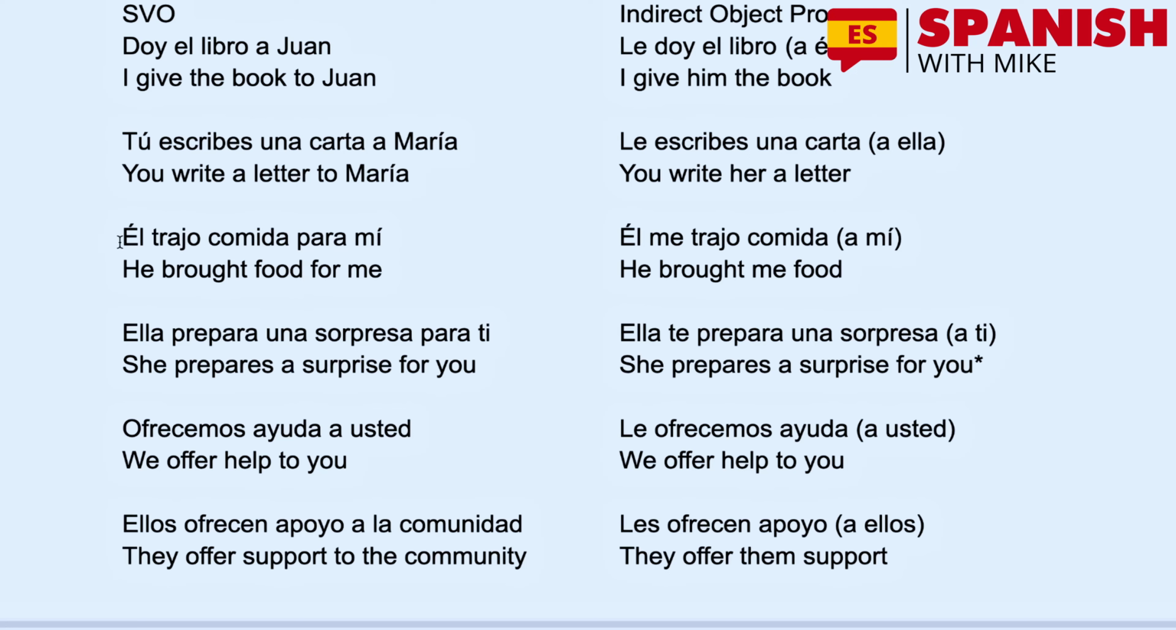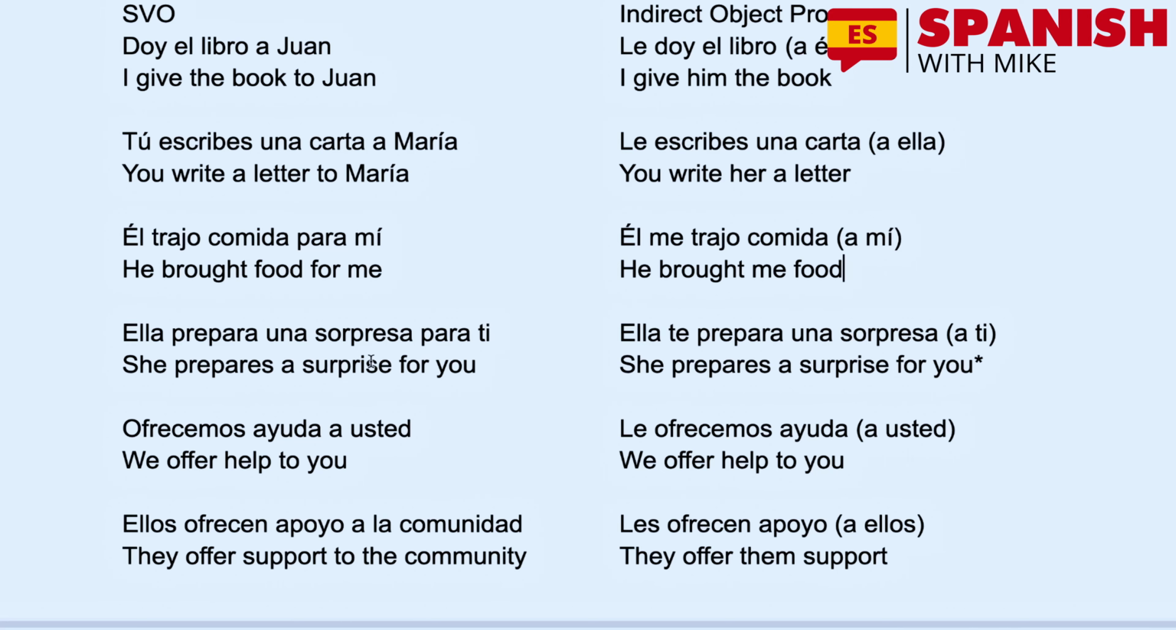You see, these are sentences in which we have subject, verb, object, and an indirect object, which is the recipient of the action, the thing that's happening. Who's getting benefit from that, right? So in this case, it would be él. I can just say, I just change it. Me trajo comida, because the food is for me. Me trajo comida a mí. He brought me food.